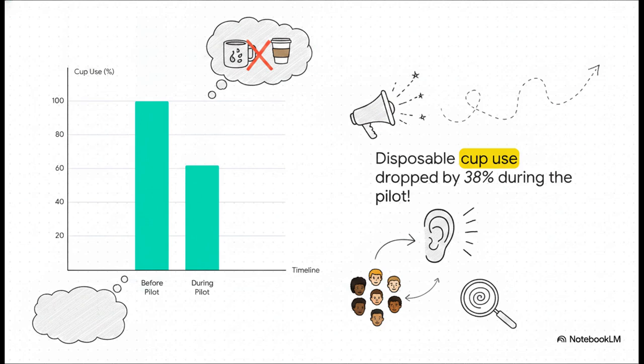The pilot was a huge, measurable success. Just by focusing on that one vendor for 4 weeks, they slashed disposable cup use at that location by a staggering 38%. I mean, that is massive. It totally proves that real change almost never starts with a perfect, widespread fix. It starts with listening, testing small, and tweaking things based on reality.